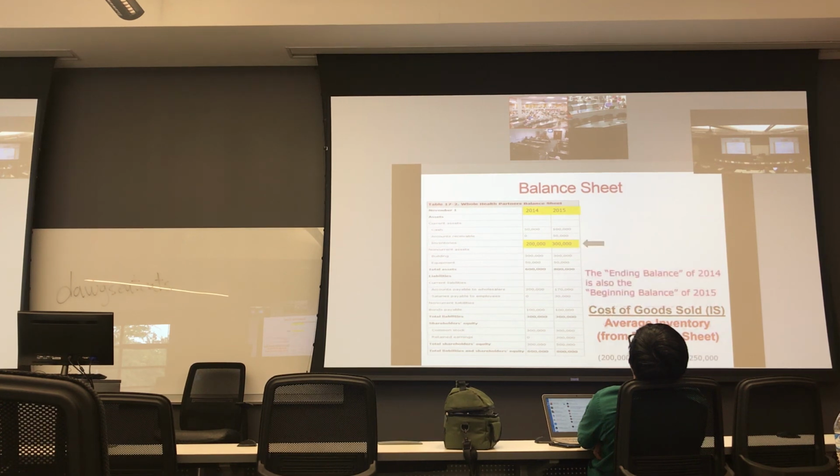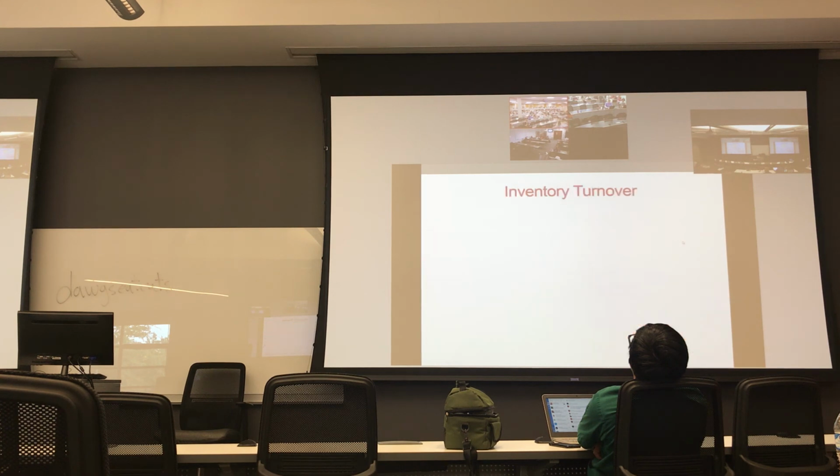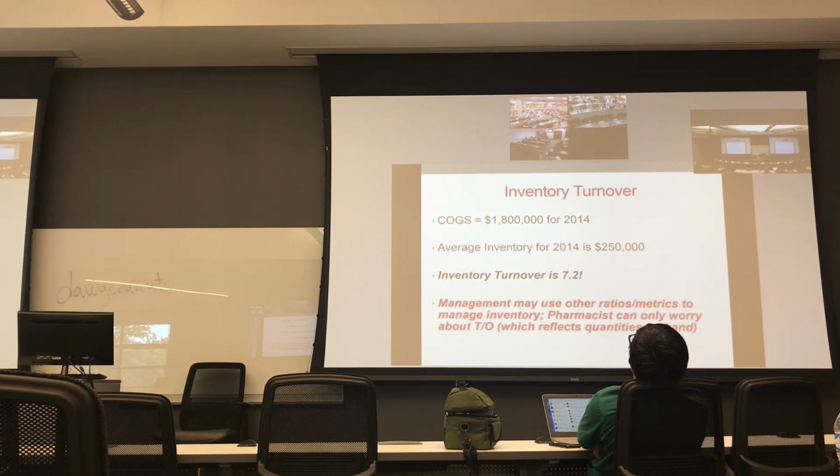And so it's 250,000. Then we calculate it, and the inventory turnover is 7.2. We said for a community pharmacy or an institutional pharmacy, 12 is what we're looking for, so that's a little bit slow. We're not doing a really good job, is what that says, because a higher number means we're doing better. Management may use other ratios and metrics, but pharmacists can worry about turnover, and that reflects your quantity on hand. That's where you get into managing what's on the shelf. What are you going to order every day?